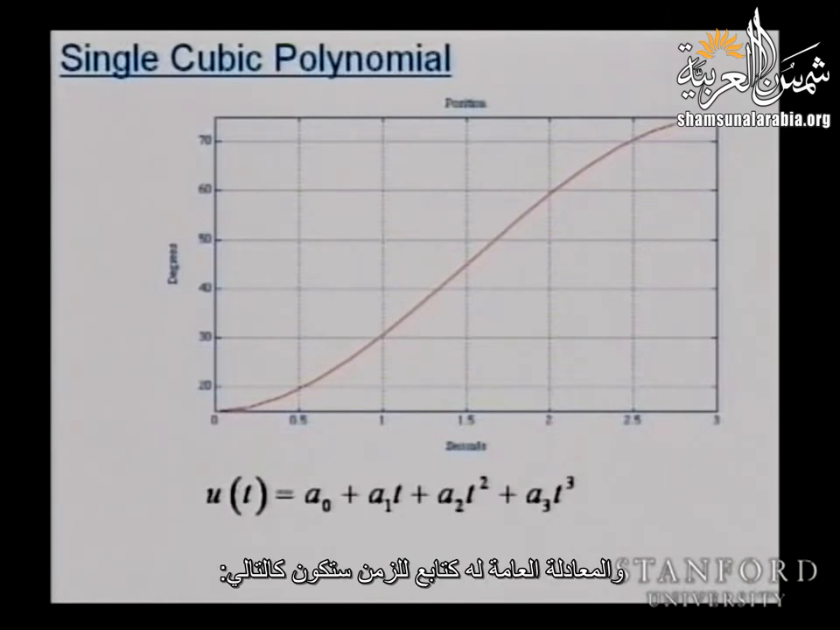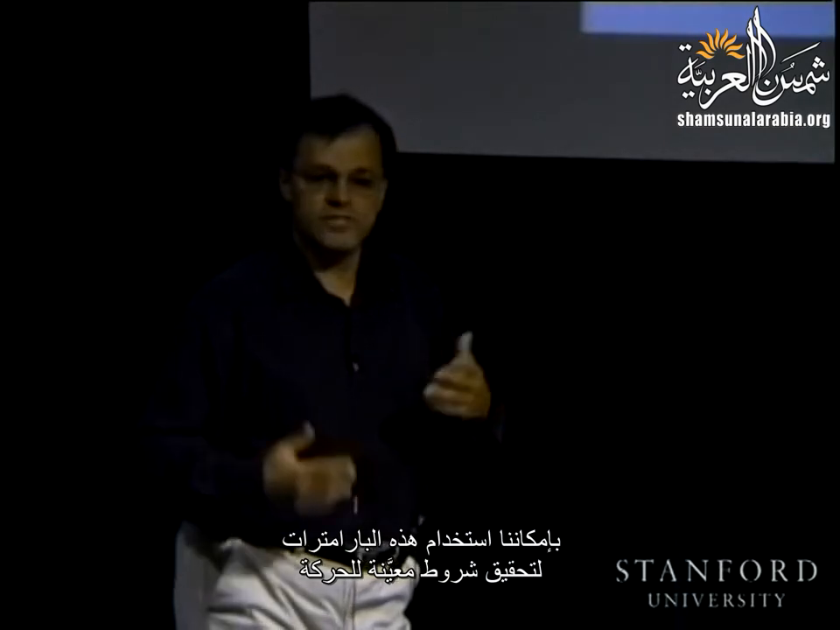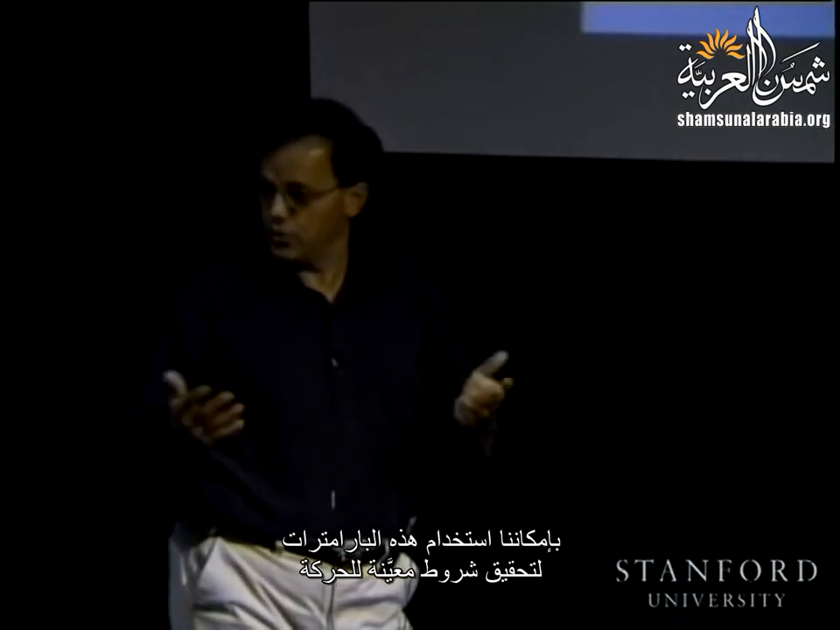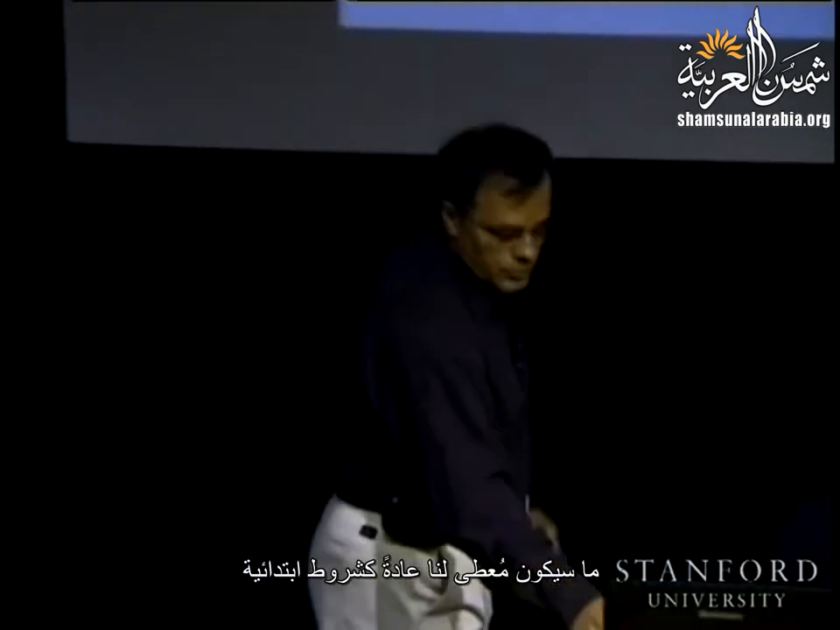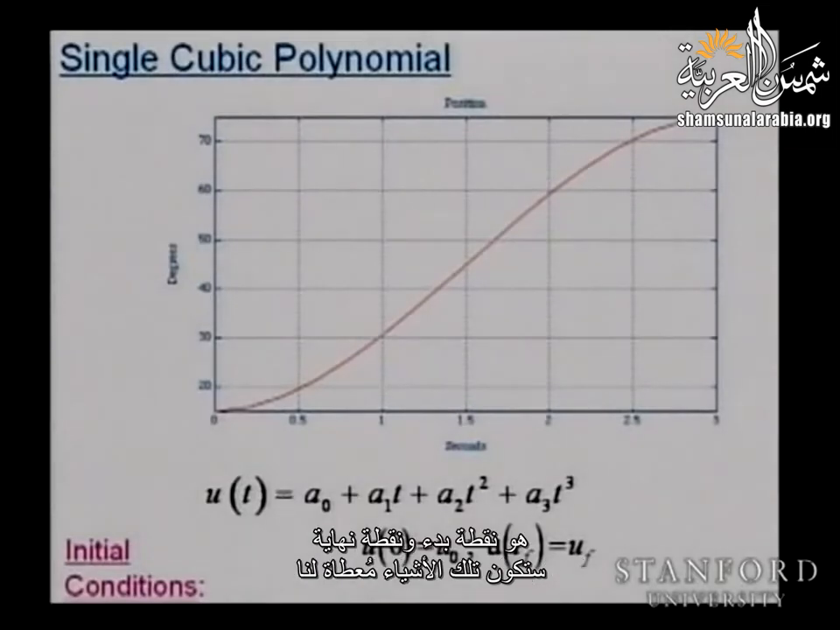A general equation for that, as a function of time, would be a0 plus a1t plus a2t squared plus a3t to the third. So as we said, we have four parameters here, which we can use to satisfy certain conditions for the motion. Typically, we'll have as initial conditions some starting point and some ending point, right? Those things will be given.